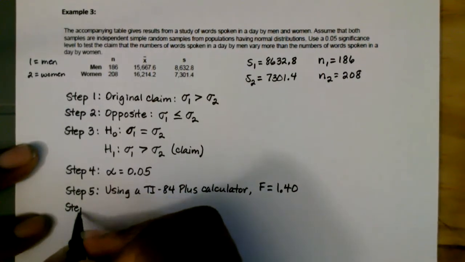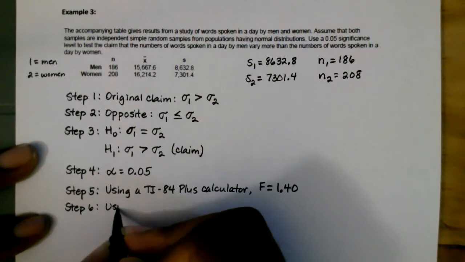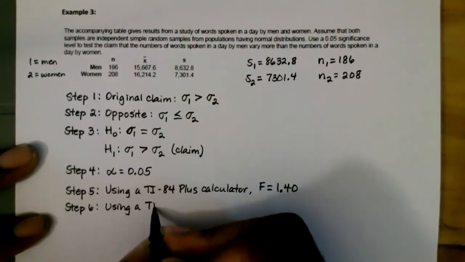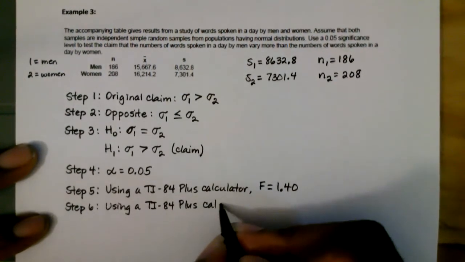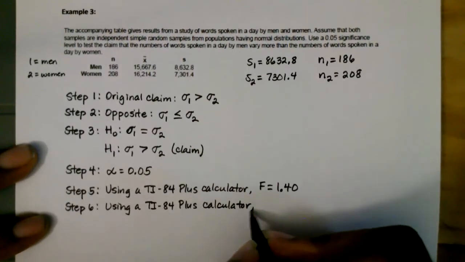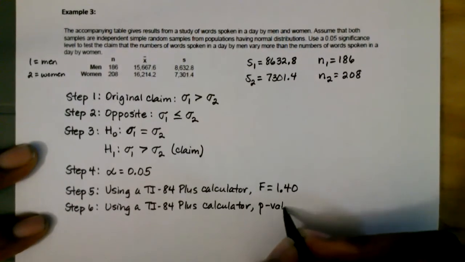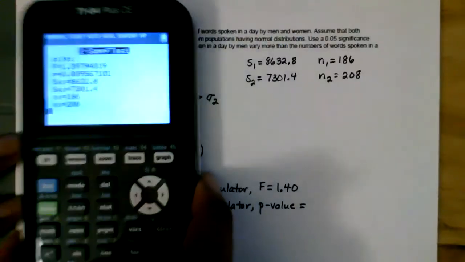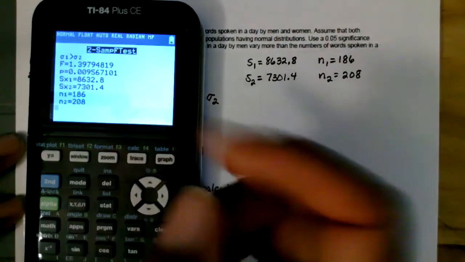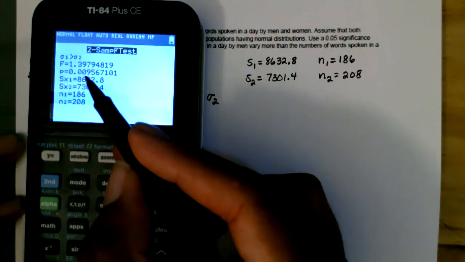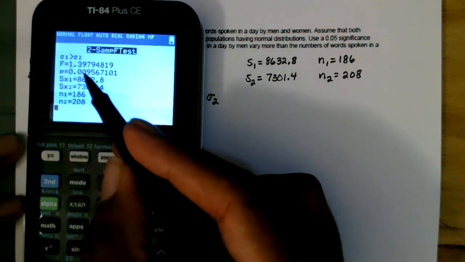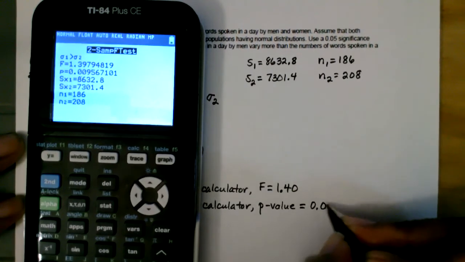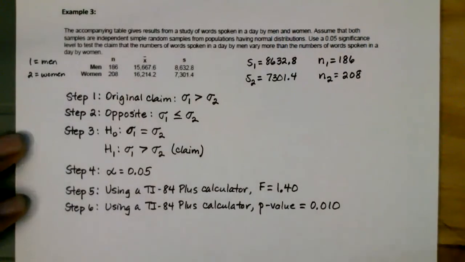And also we can use that output to get our p-value, using the TI-84 Plus calculator. The p-value, to 3 decimal places, I know that's 0.009, but that 5 will make the 9 a 10. So it'll be 0.010. That's your p-value.